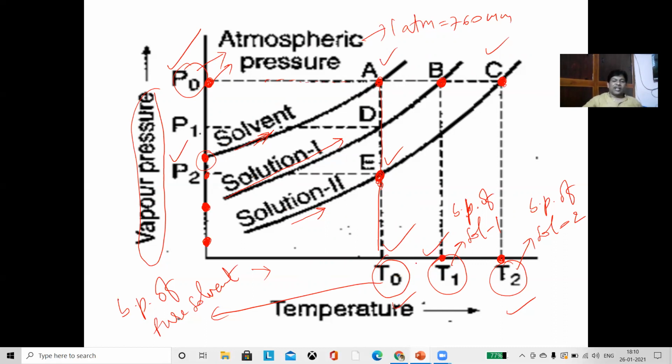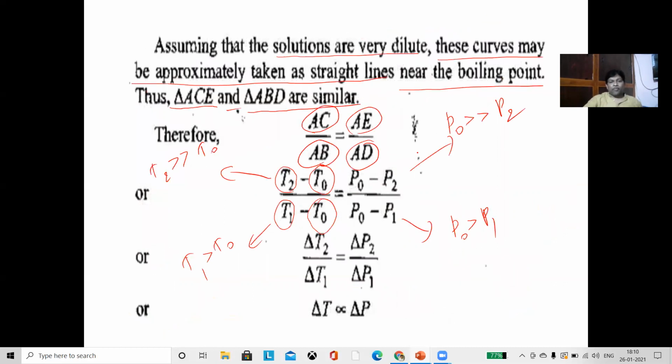Similarly, T1 minus T naught is equal to what now? The T1 line is touching P naught, and the T naught line is touching P2. Okay. So this way, T2 minus T naught by T1 minus T naught is equal to P0 minus P2 by P0 minus P1.